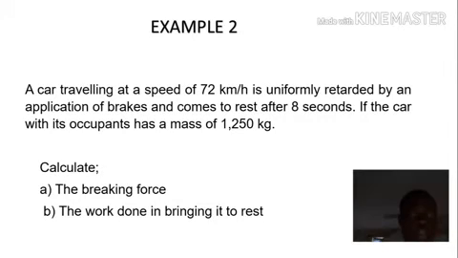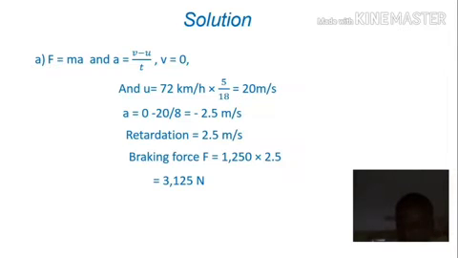Example 2. A car traveling at a speed of 72 km per hour is uniformly retarded by an application of brakes and comes to rest after 8 seconds. If the car with its occupants has a mass of 1,250 kg, calculate the following: the braking force and the work done in bringing it to rest.